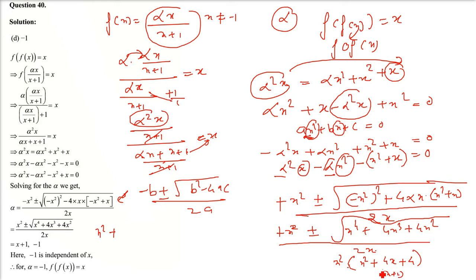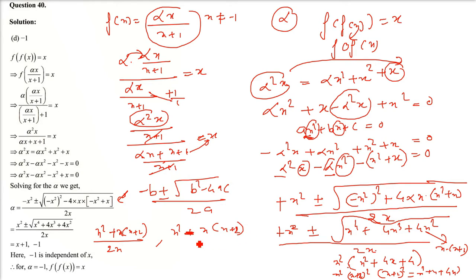x square plus 4x plus 4 is x plus 2 whole square. So x square, and this is x plus 2 whole square, and this is inside your square root. When it comes out of the square root, it will be x into x plus 2, because it was x square and x plus 2 whole square. So you have x and x plus 2 divided by 2x. So 1 will be this, and when we take the negative sign, x square minus x into x plus 2.